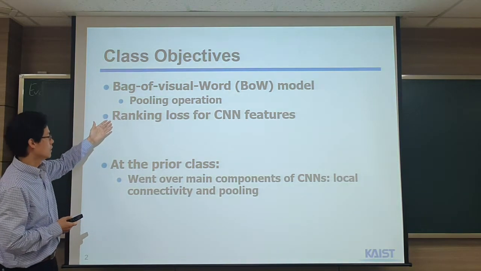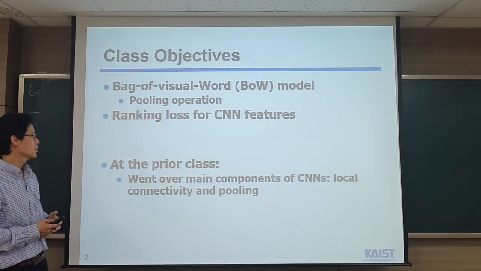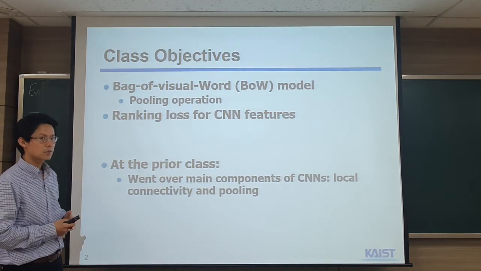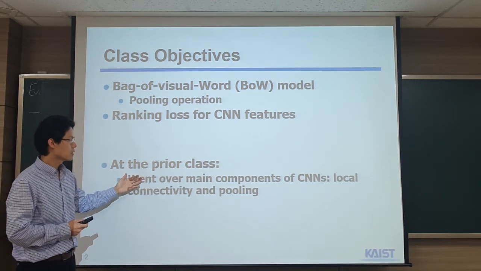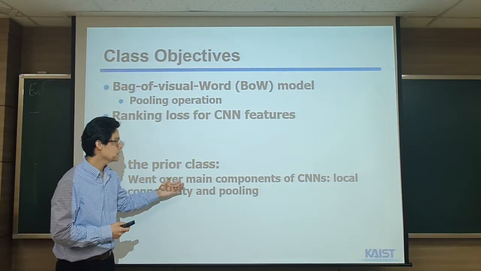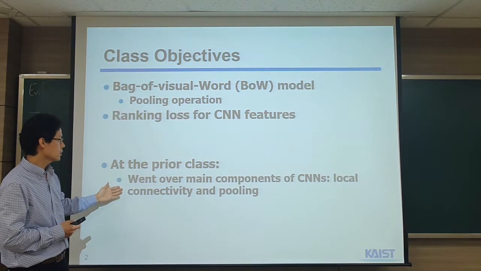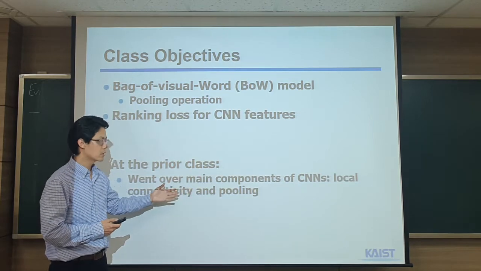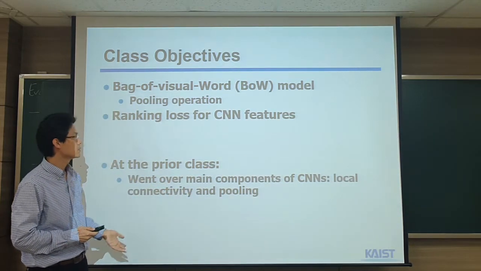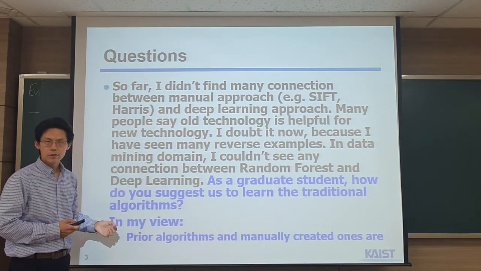losses. Also, before we move on to today's topic, I'd like to briefly review what we talked about last time. Last time we went over some of the main components of convolutional neural nets (CNNs). Some of the main concepts were local connectivity and pooling operators for generating invariant features. Also, I went over all of your questions.